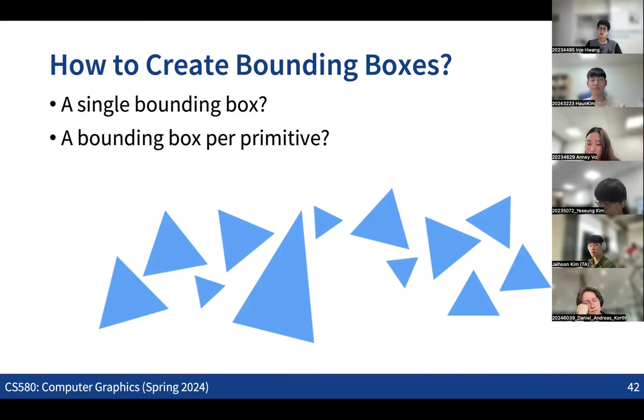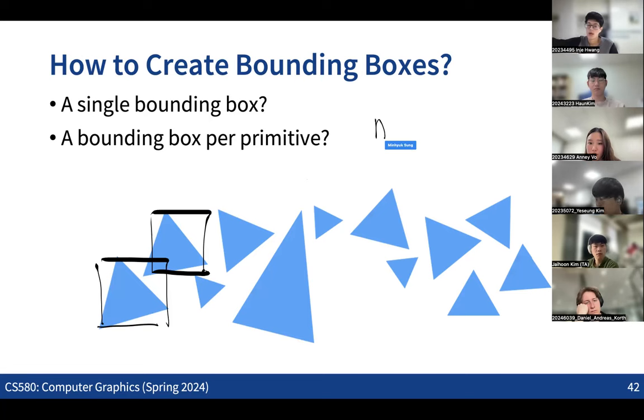The other case is that if we have a bounding box for each of the objects, and we have n objects, then we also have n bounding boxes. Then there is no acceleration, right?